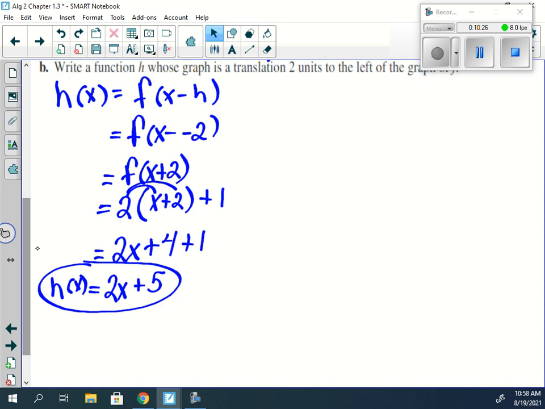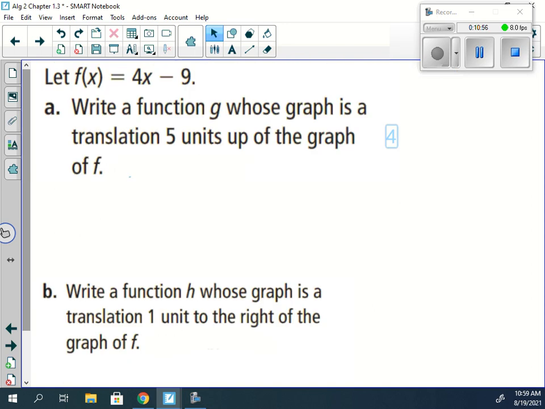How'd you do this for the target? -2. Because we're moving to the left. And left is always, because right is positive, left is negative. Because if we think of a number line, the positive numbers are on the right, the negative numbers are on the left. Any other questions on this here? Do you feel good with this here? Up, down, left, right? Okay.